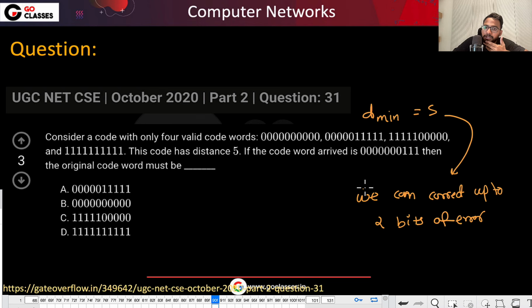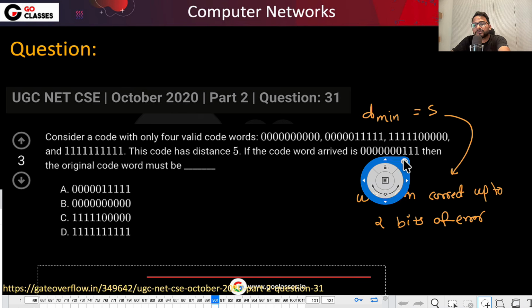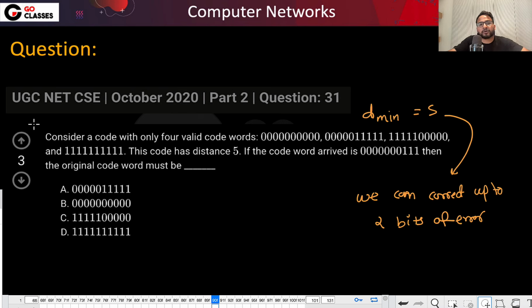Now they're asking that the code word arrived is this. So basically, you can correct up to only 2 bits of error. See, this question is a little bit not well framed, I can say. They cannot say just like this. I mean, they must say that, okay, at most 2 bits of error. So let me just first tell you the question.